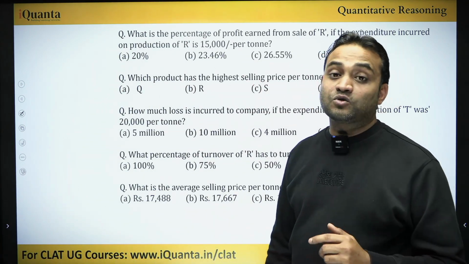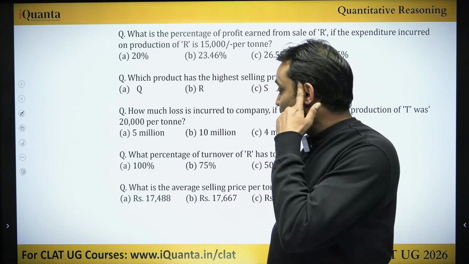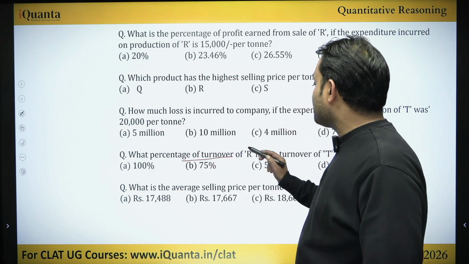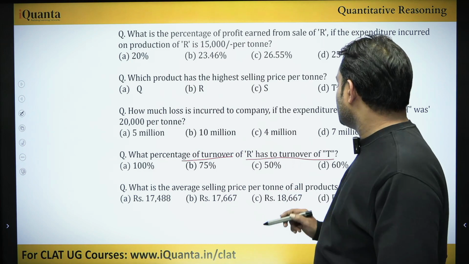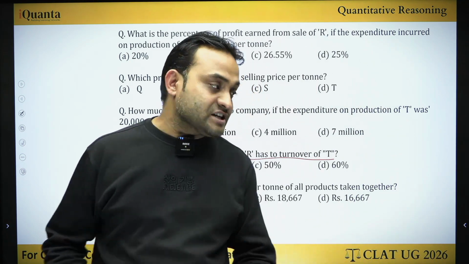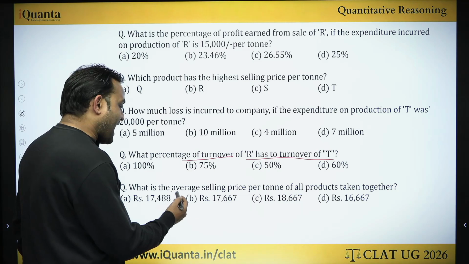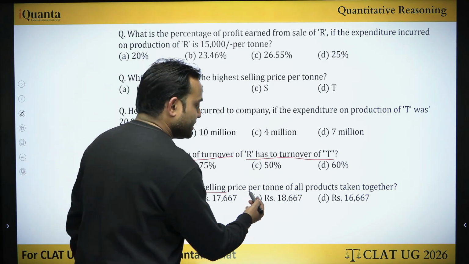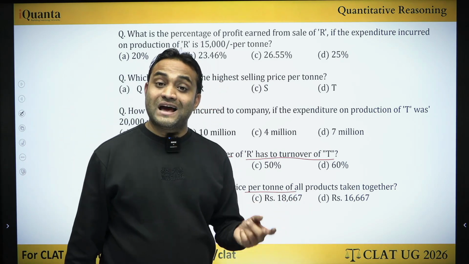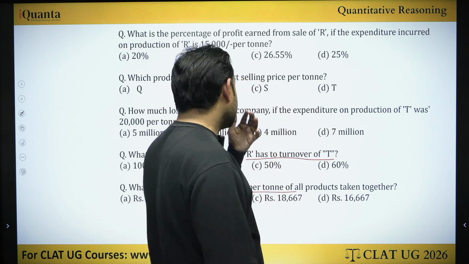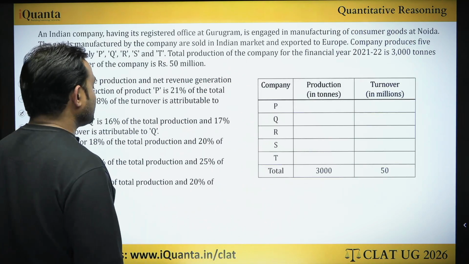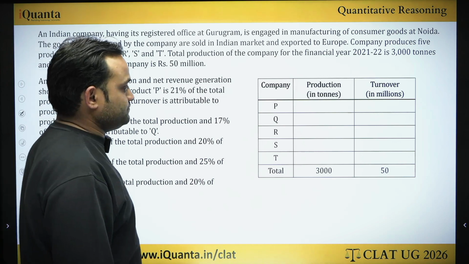We need to find the total expenditure of T. What percentage of turnover of R has to turnover of T? We need to find the ratio here. What is the average selling price per ton? So again, we need to find the average here. Okay. So let's see what can we do in this question.